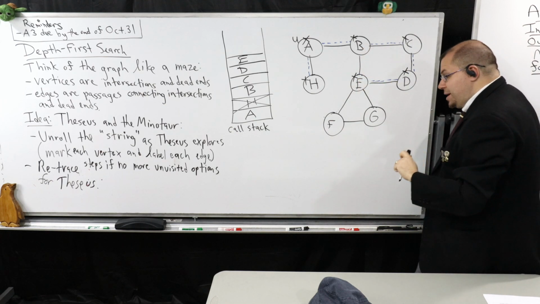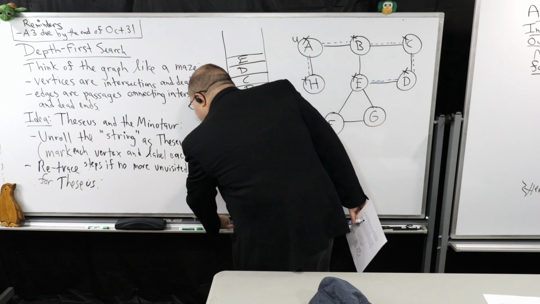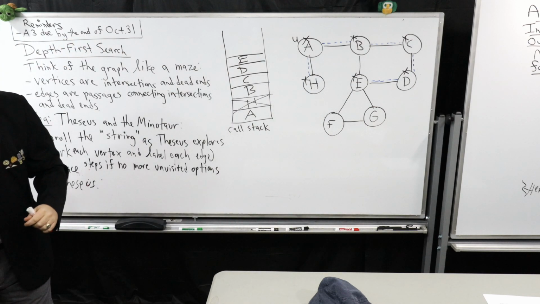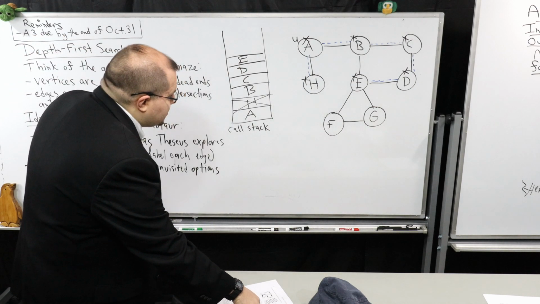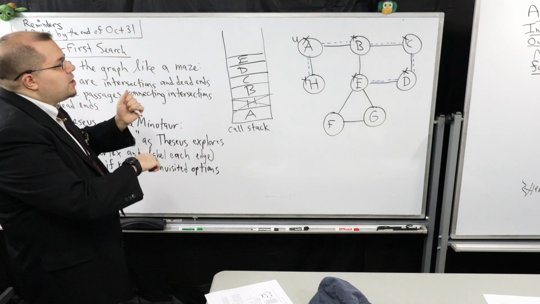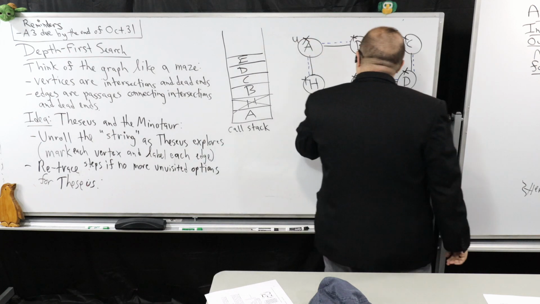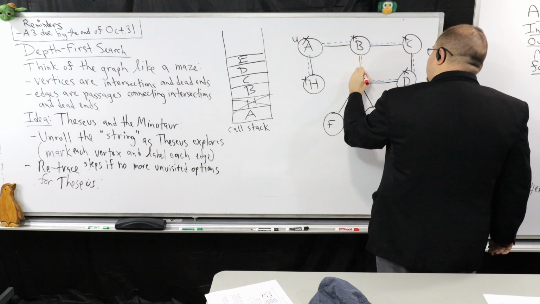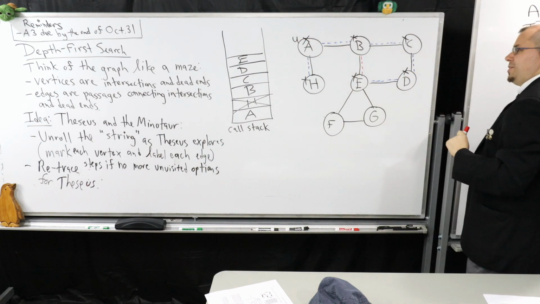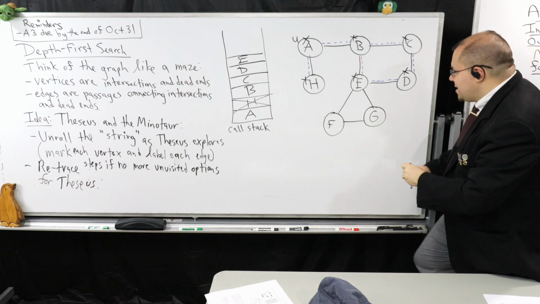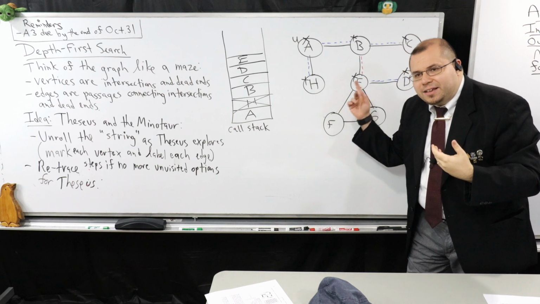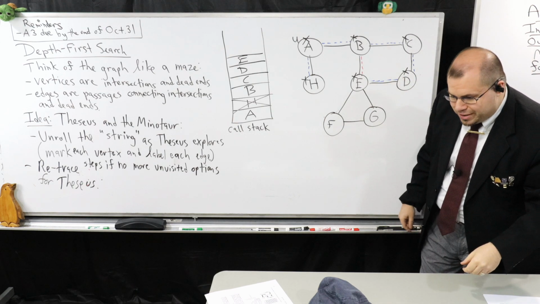That means I've already been there. I've already been to B, right? So Theseus is not going to go down that passageway, because Theseus has already been there. Instead, Theseus is just going to label this passageway with a different color, because Theseus already knows that it takes Theseus back to somewhere Theseus has already been, right?